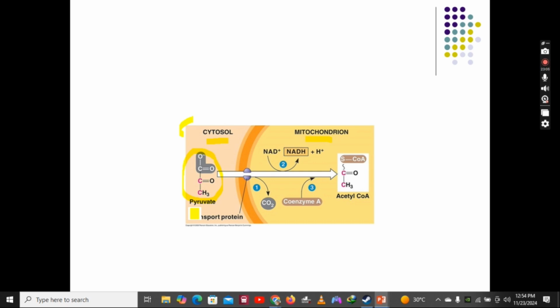Okay, and this process takes place in the cytoplasm. That's where glycolysis takes place. Glycolysis takes place in the cytoplasm. We need to know that, or we've forgotten about glycolysis.